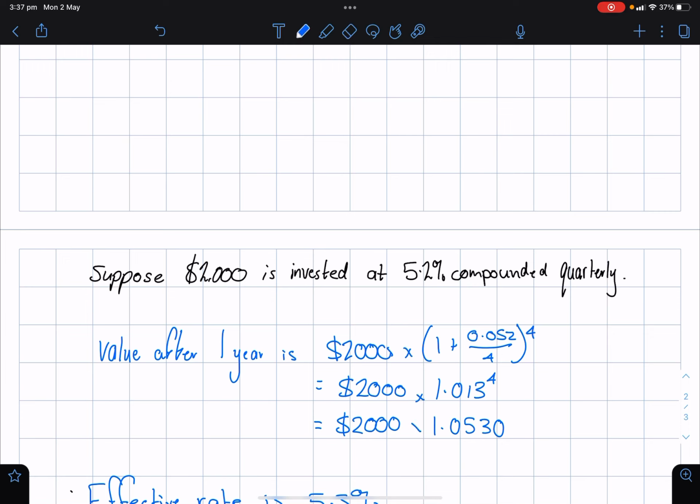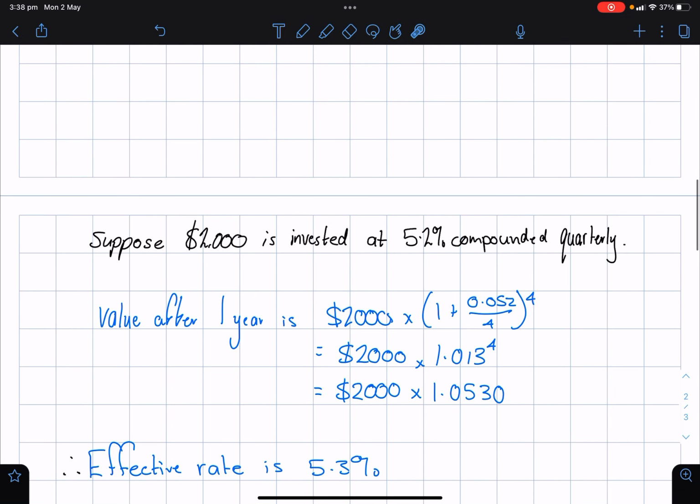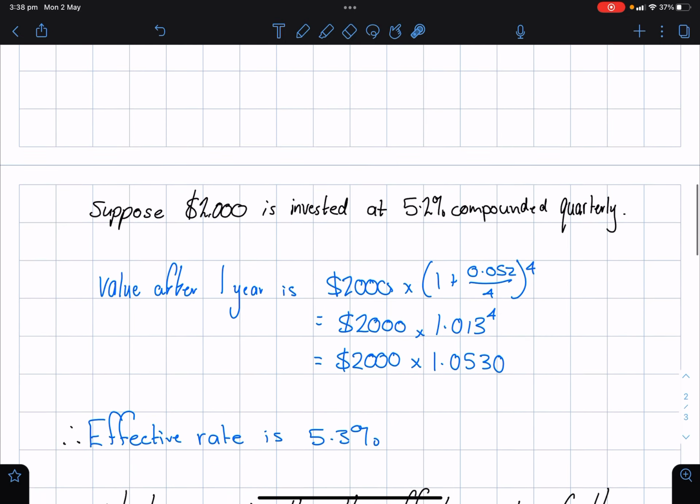So times. Same thing, suppose $2,000 is invested at 5.2% compounded quarterly. So the value after 1 year is $2,000 times 1 plus 0.052 for the interest rate over how often it's compounded. Quarterly means 4 times per year. That's to the power 4. And again, we're just going to be solving this right-hand side, and that comes out to be 1.0530. So that means our effective rate is 5.3%.